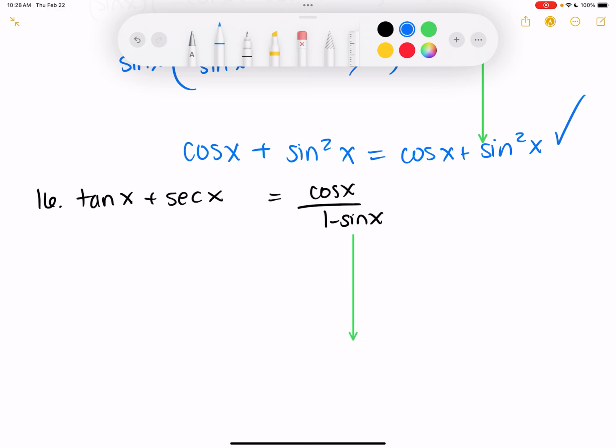Suggestions? Or anything I can rewrite, I guess even if it maybe doesn't look like we would need it. Maybe we could turn the things into sine and cosine stuff. So sine x over cosine x plus 1 over cosine x. Oh. Yeah, I guess that is useful. So sine of x plus 1 over cosine of x.